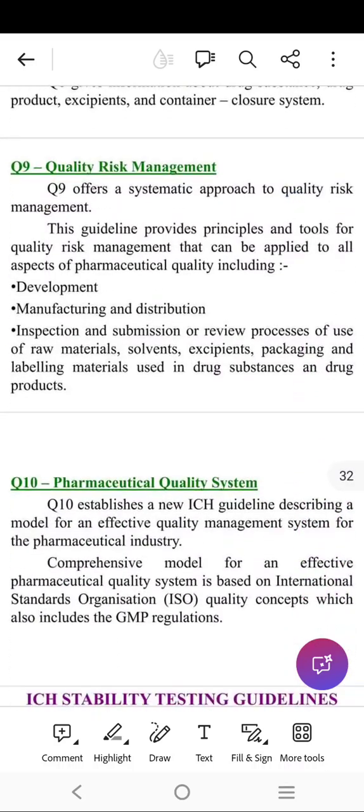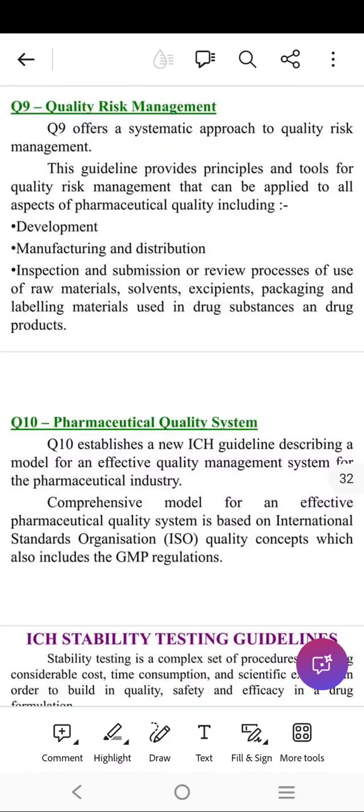And Q9, many people are aware of this. Q9 is basically quality risk management. It offers a systematic approach to quality risk management. This guidance provides principles and tools for quality risk management that can be applied to all aspects of pharmaceutical quality, including development, manufacturing, distribution, inspection, submission and review processes, and the use of raw materials, solvents, excipients, packaging and labeling materials used in drug substances or drug products.